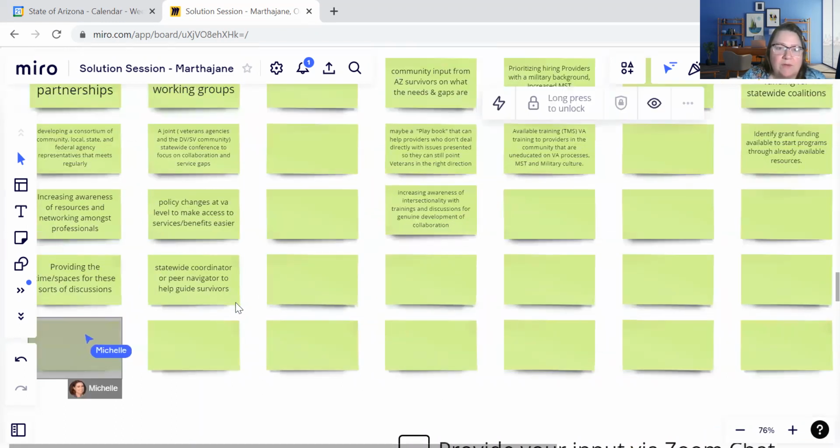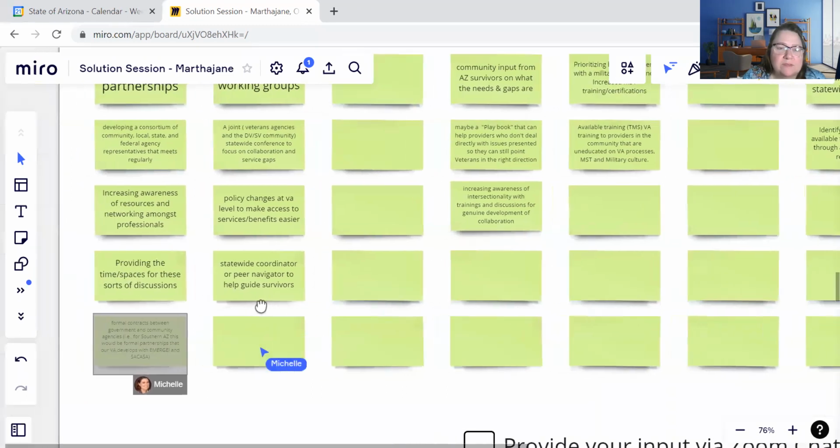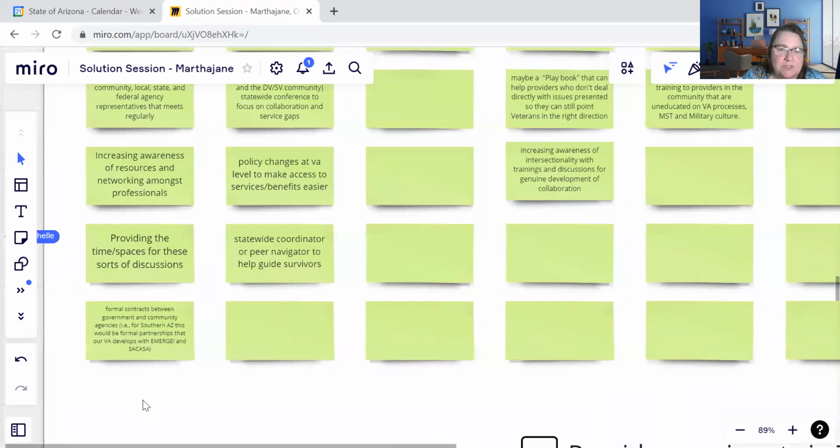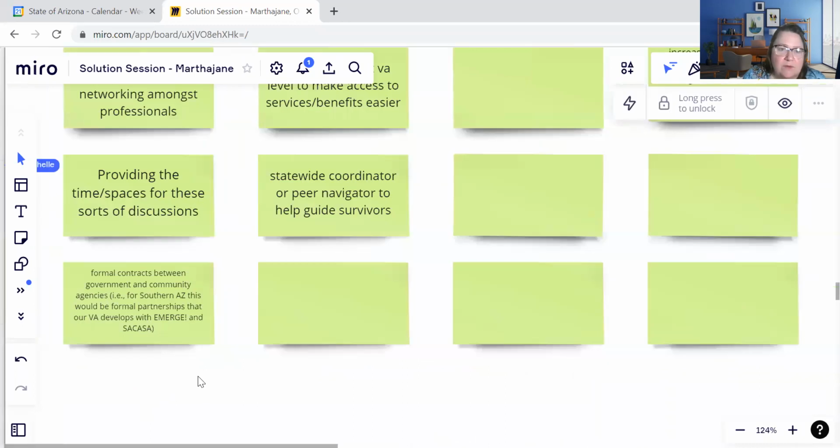Statewide coordinator or peer navigator to help guide survivors. Time and space for these kinds of coordination or partnership discussions, absolutely. Formal contracts between government and community agencies. For Southern Arizona, this would be formal partnerships that our VA develops with Emerge and AHCCCS, okay.